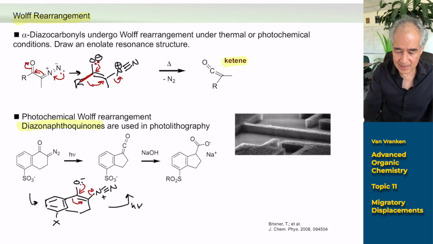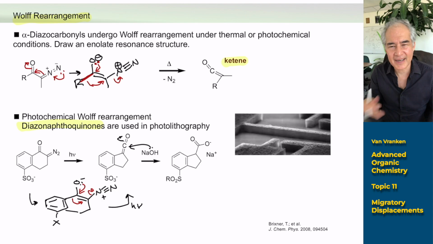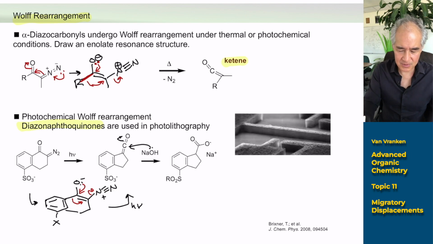And then when you add aqueous base to this, the hydroxide can attack the carbonyls and convert those to water-soluble carboxylate anions. It just washes away and leaves behind these patterns that they can use to then etch and convert into silicon dioxide or some other process.